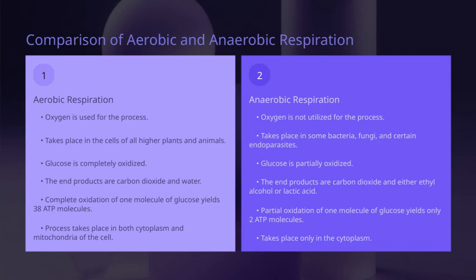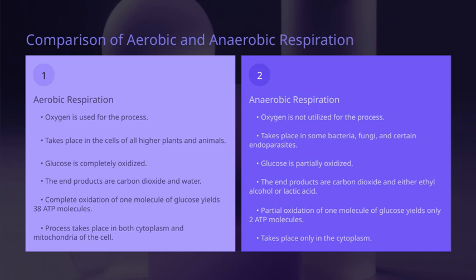This process takes place exclusively in the cytoplasm, meaning it doesn't involve the mitochondria. When one molecule of glucose undergoes partial oxidation through this process, it only produces about 2 ATP molecules, which is quite a bit less than what we see in aerobic respiration. The end products are mainly carbon dioxide and either ethyl alcohol or lactic acid, depending on the organism. Interestingly, in this process, glucose is only partially oxidized, which explains the lower ATP yield.